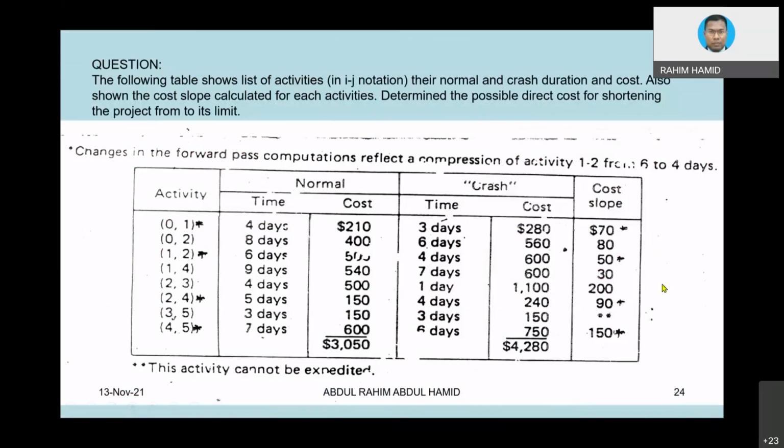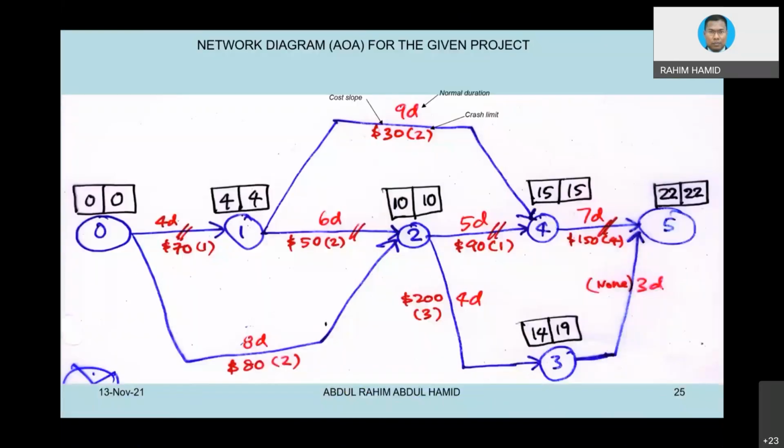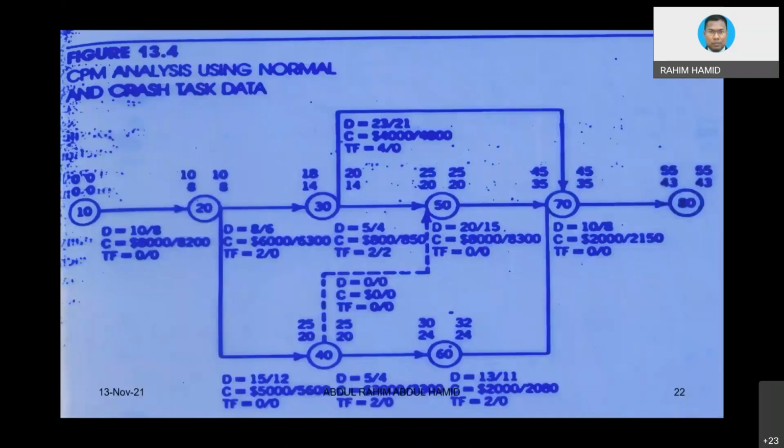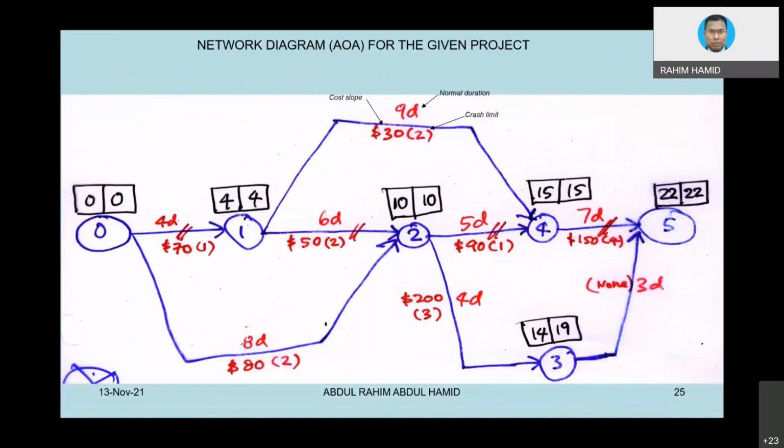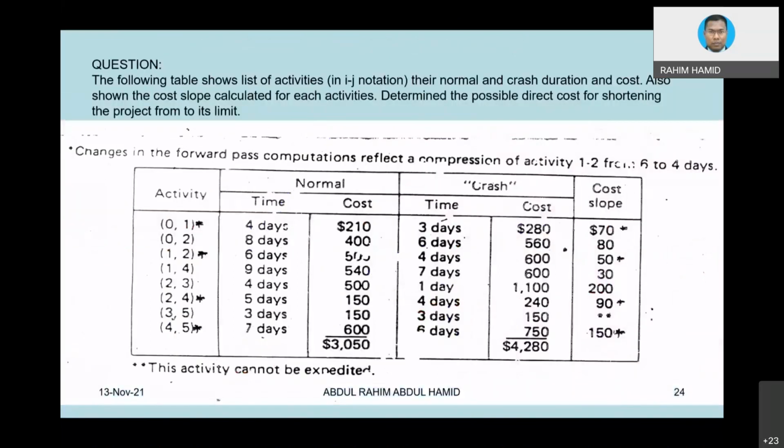Okay, now let's continue with the rest of the slides. Where is it? Okay, this one. All right.